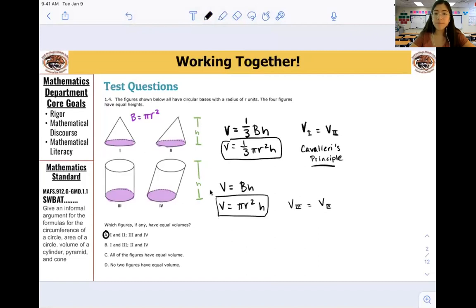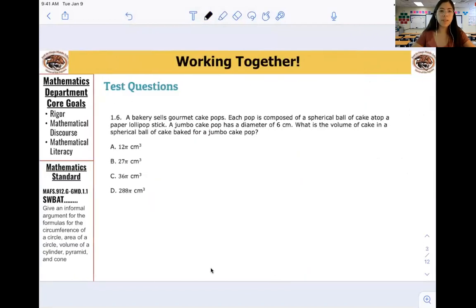All right, so any questions at all? This one wasn't too bad. I think you just had to make sure you read it correctly. Cool. Next up. Can I have a volunteer read this one for us, please?